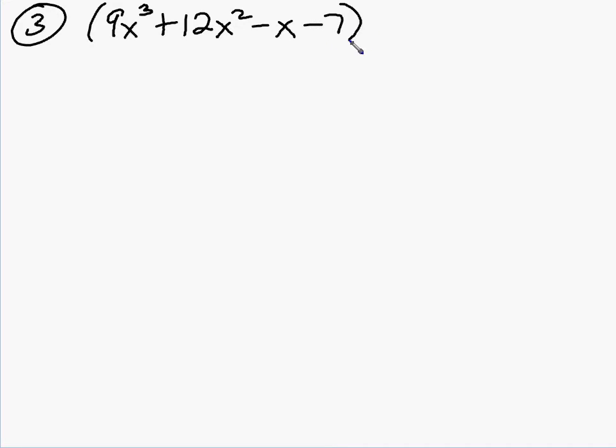Now, we haven't went over, let's just kind of do a big ugly one like this one. 9x cubed plus 12x squared minus x minus 7 divided by 3x squared minus 2.